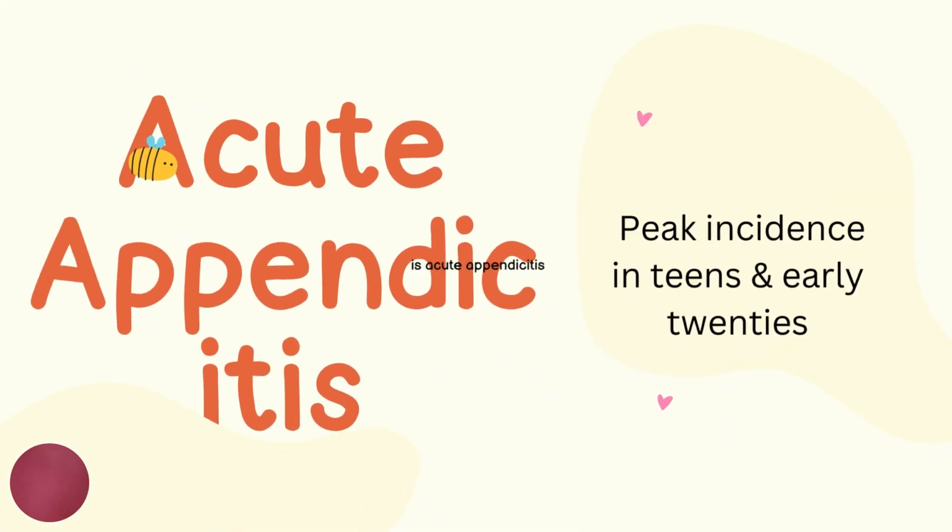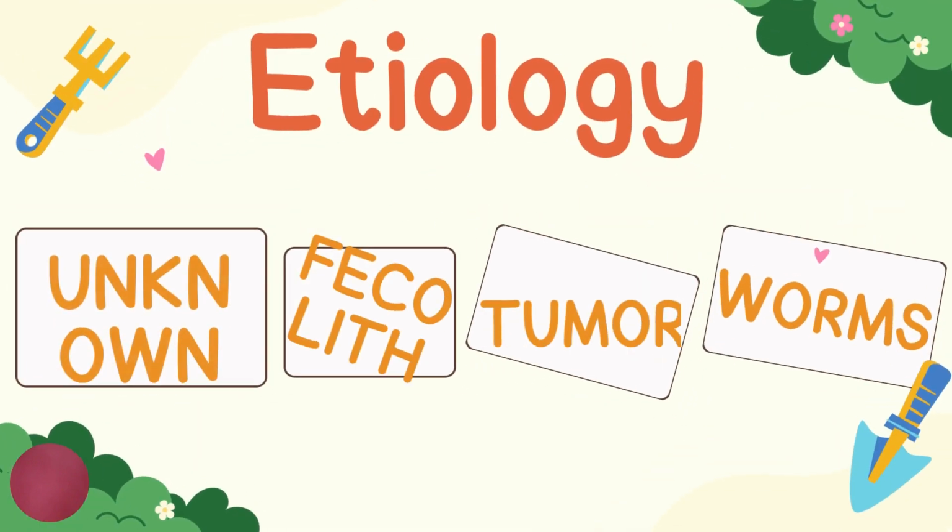Now, what is acute appendicitis? Acute appendicitis is acute inflammation of appendix. Peak incidence occurs in the teens and 20s. Now, what causes acute appendicitis? Mostly the cause is unknown, but in some cases it is due to obstruction caused by fecalith, tumor, or by worm infestation.